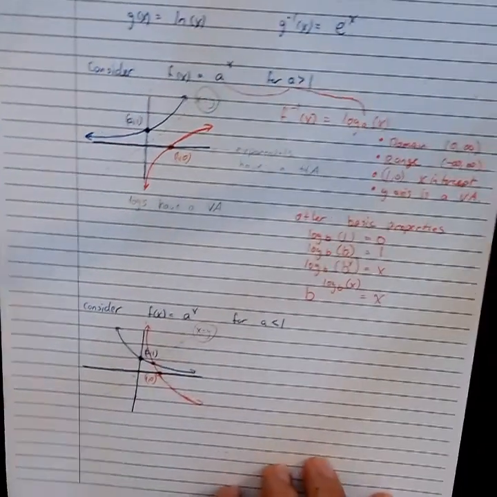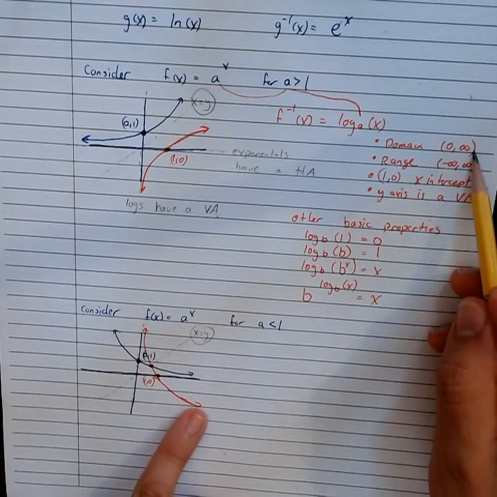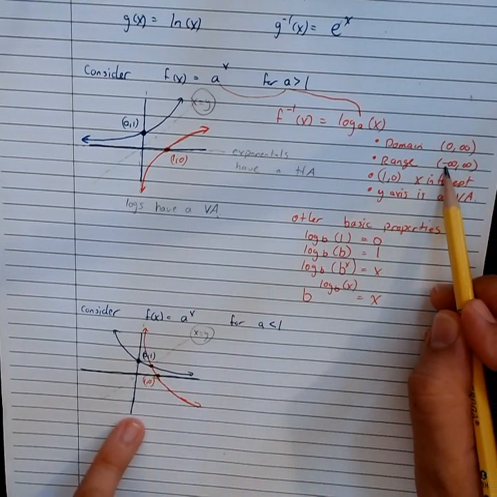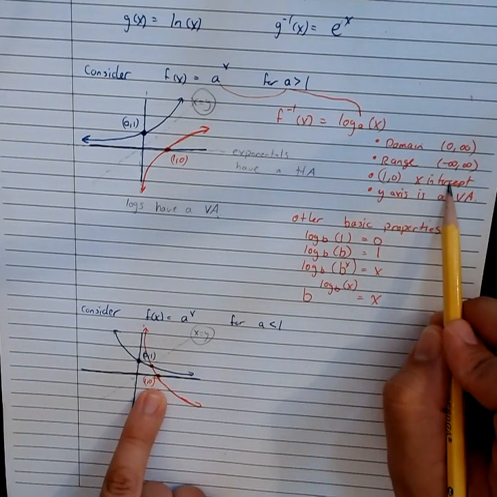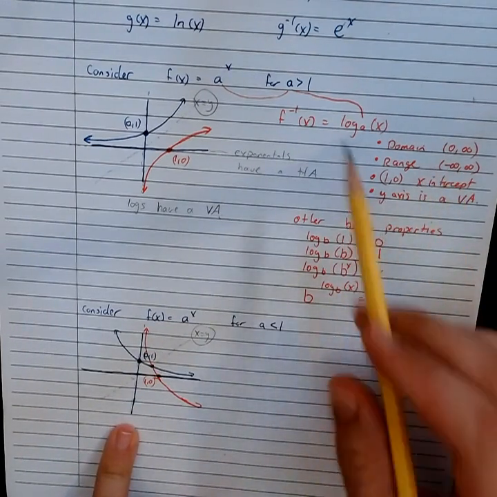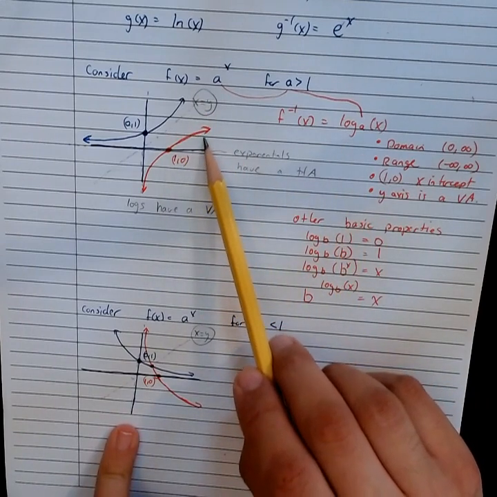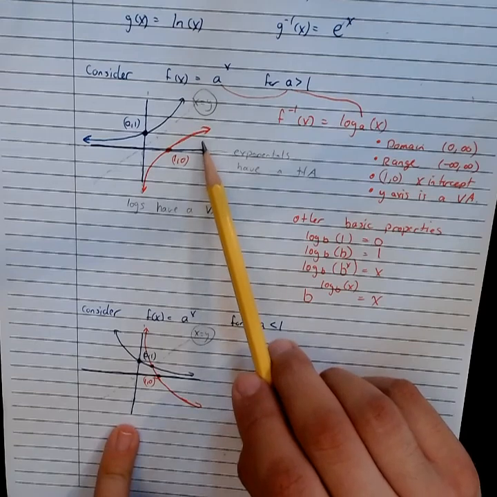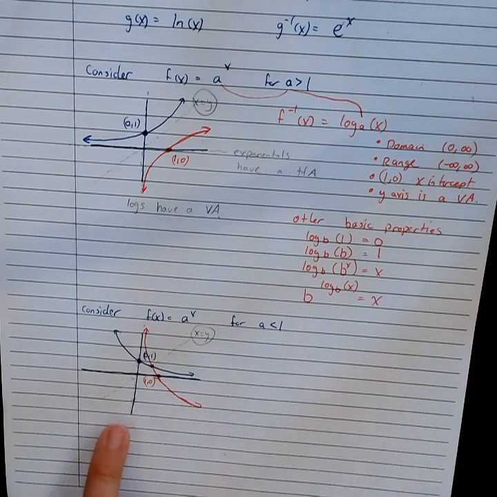Notice that it does have all of our same properties as before. The domain is still from 0 to infinity. The range is from negative infinity to positive infinity. (1, 0) is an x-intercept, and the y-axis is a vertical asymptote. All of these properties are true for logarithmic functions with a base that's greater than 1, or for one that has a base that's less than 1.